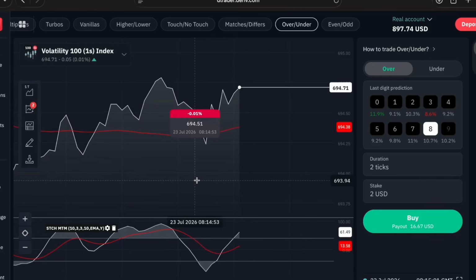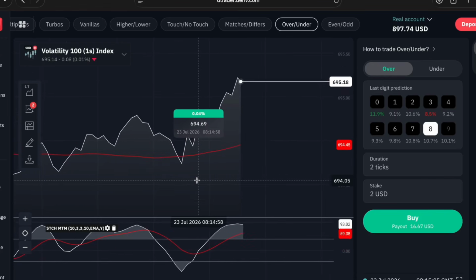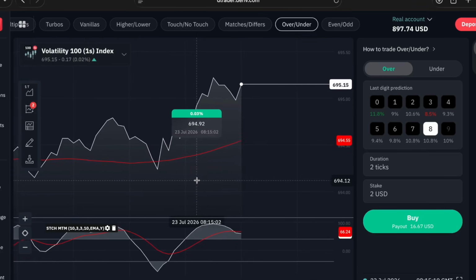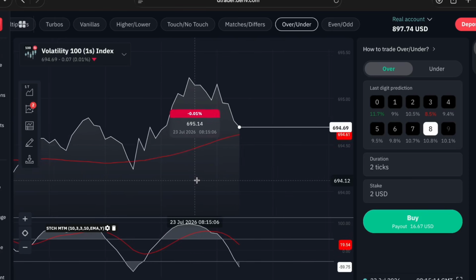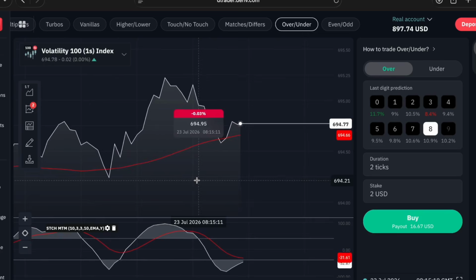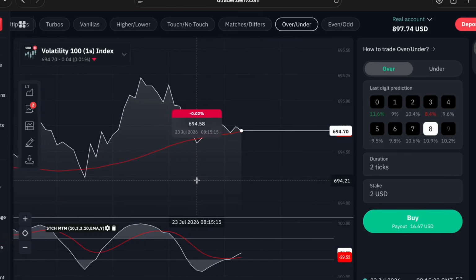Number 4, and this one has actually now affected a lot of you. Unrealistic expectations, okay? Many beginners think they'll turn $10 to $10,000 in a few days. So they risk far too much. 1 or 2 losses and the account is gone. Professional traders focus on consistency, not miracles, okay?